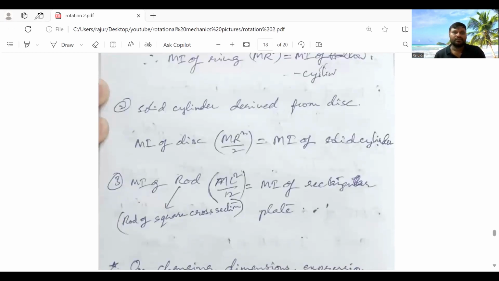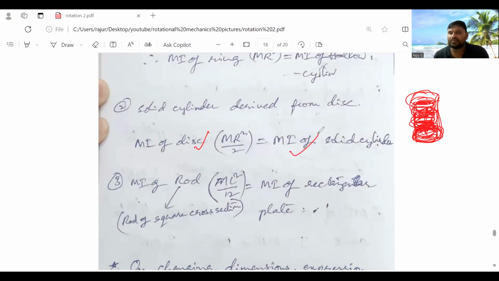Solid cylinder: if we take a coin, a 5 rupee coin, it is a disc. On it, keep one more coin, one more coin, one more coin, and finally we will get a solid cylinder. So a solid cylinder is simply derived from the disc. The moment of inertia of the disc is equal to the moment of inertia of the solid cylinder because of the mass distribution property. Mass is distributed equally about the axis of rotation.